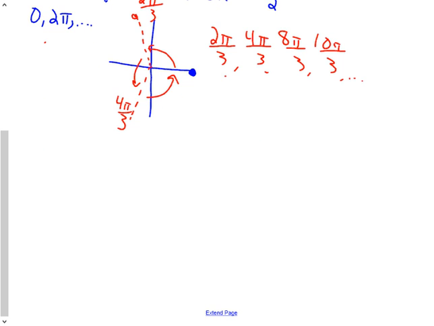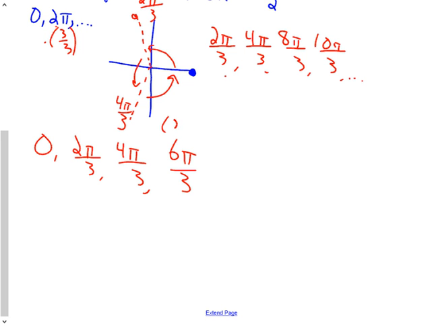Looks like it might. We've got 0, 2 pi thirds, 4 pi thirds, 2 pi, which we want in thirds, so times 3 over 3, and we're going to get 6 pi thirds. And then I got 8 pi thirds, and so on. So far, it looks like it has a nice pattern to it. We've got 0, 2, 4, 6, 8. And the bottom is staying the same as thirds.